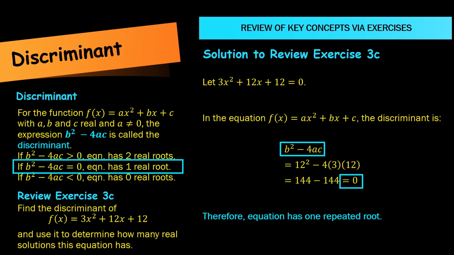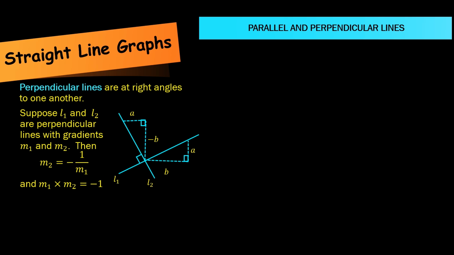Before we move on to the next exercise, let's recap perpendicular lines. Perpendicular lines are at right angles to one another. So suppose L1 and L2 are perpendicular lines with gradients m1 and m2. Then m2 equals -1 over m1, and m1 times m2 equals -1. Let's now cover exercise 4.